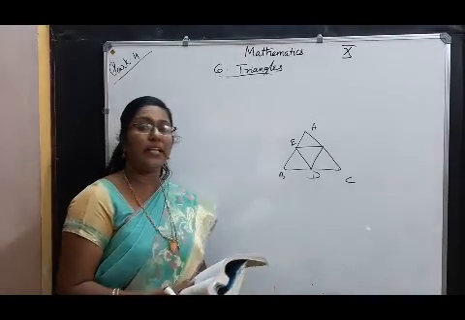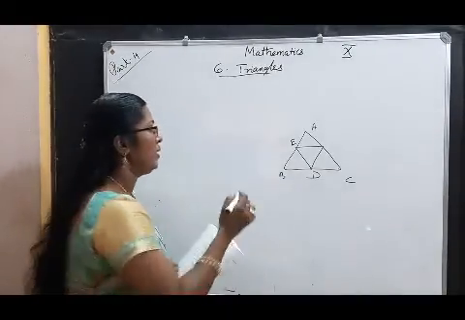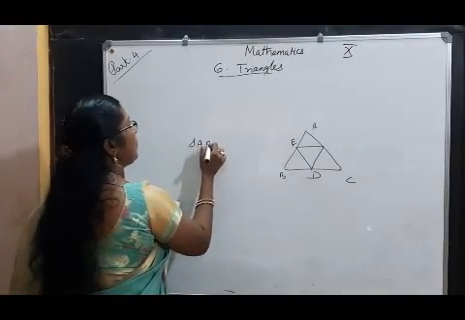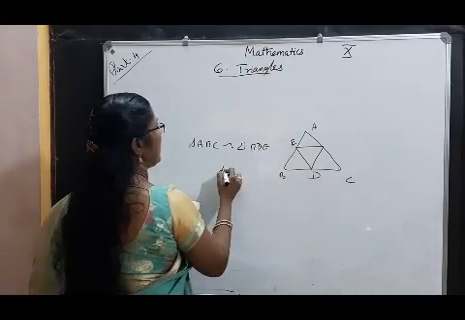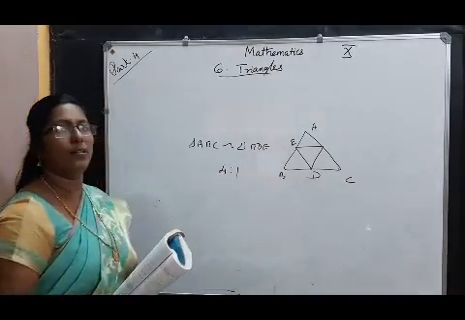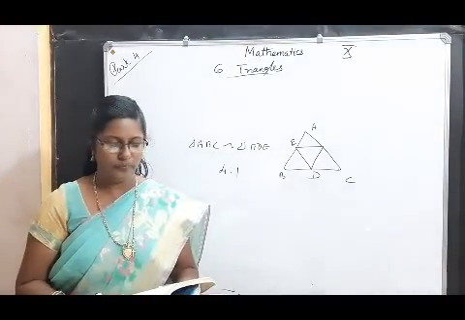What's the area of BDE? Okay, we know that. We already proved that the larger triangle ABC to the smaller BDE is in the ratio 4:1. Okay, the answer is 4:1.